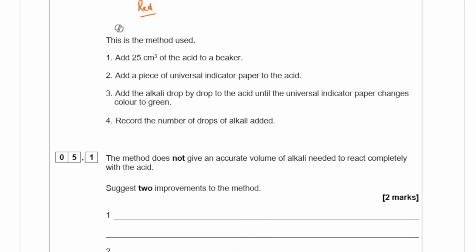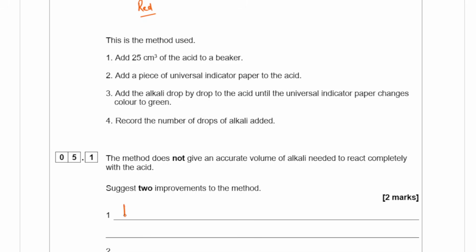The student did not give an accurate volume of alkali needed to react completely with the acid. Now they're adding it drop by drop. So unless you measure the volume for each, they're actually counting the number of drops. So suggest 2 improvements to the method. Instead of adding it drop by drop, maybe they can measure the volume of the alkali.